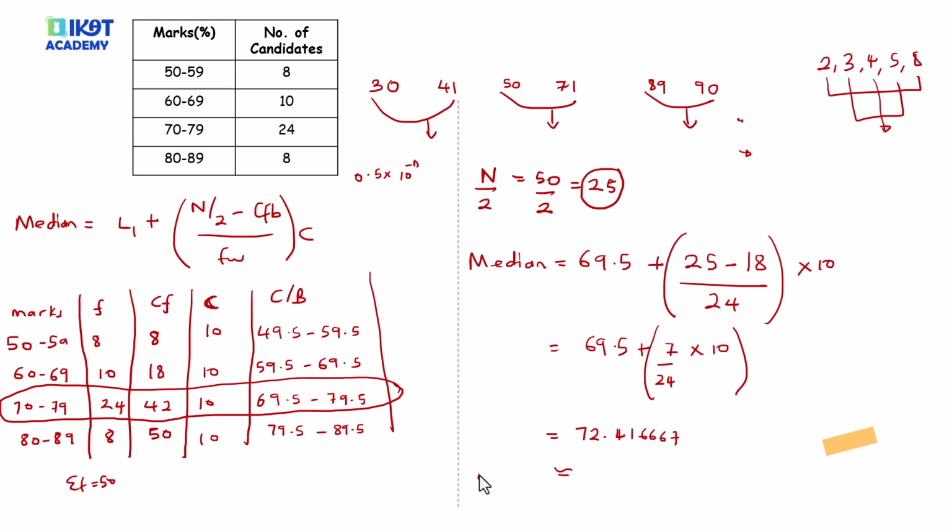So here the median is going to be 72.4167, the units percent to 4 decimal places. Hope this makes sense. So here we found our median.